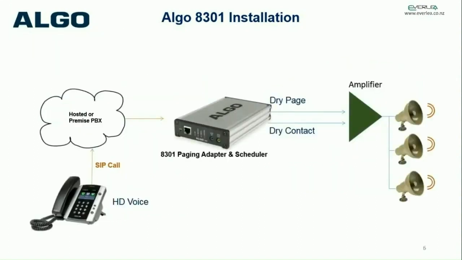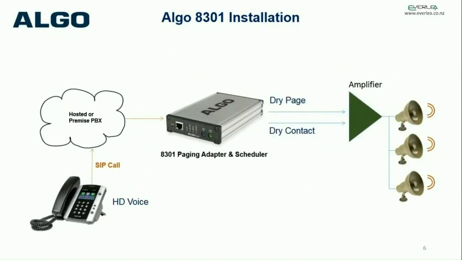Generally the Algo installation will go in between your hosted or premise PBX, with a connection to the Algo 8301 via the LAN cable, and then a connection to the amplifier using a dry page port, or even using dry contact relays.